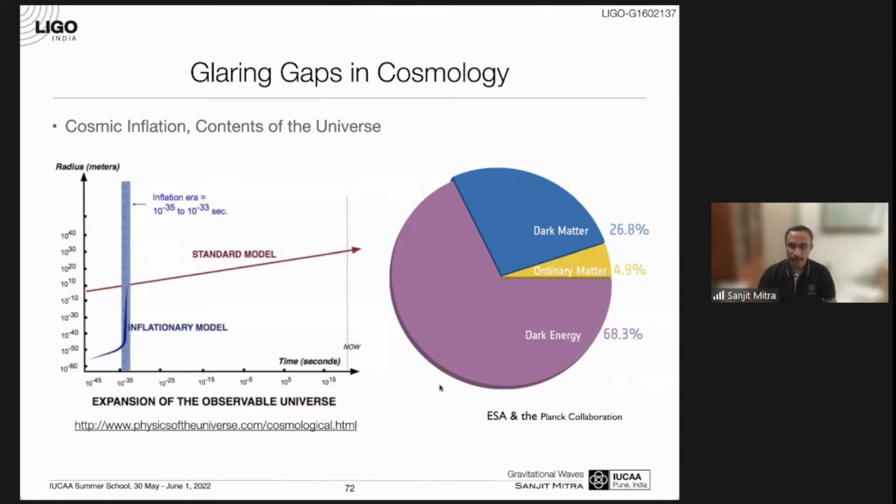Similarly, the distribution of matter: the universe has about 30% dark matter and 70% dark energy. Ordinary matter is very small. Even that is not completely understood, but this almost 95% content of the universe is absolutely not understood. So there is a whole lot of things we have to understand, and gravitational astronomy can help us in that.